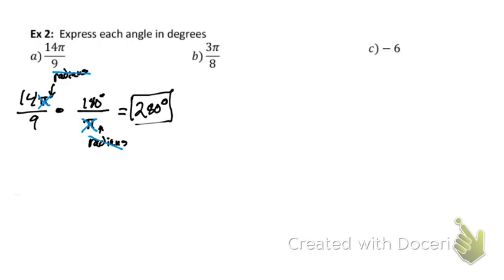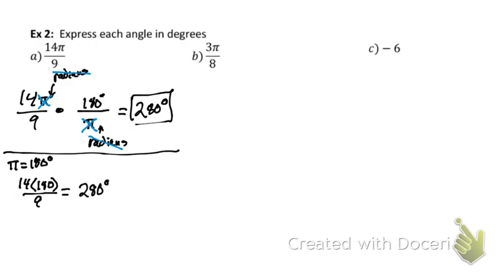There is another way to do this, in the fact that we know pi equals 180 degrees. So to convert from radians to degrees, if there's a pi in it, you can simply replace the pi with 180. So rather than writing 14 pi, we're going to write 14 times 180 divided by 9, which just so happens to equal 280 degrees. Choose your method. I would like you to know how to do the top method, but know that the bottom method is a nice little shortcut if there's pi in it.